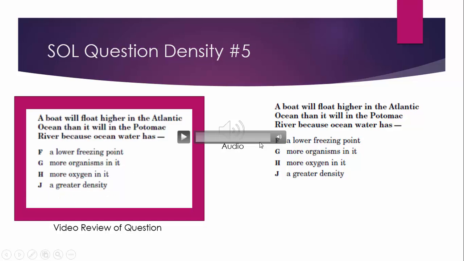In this question, you're being asked why a boat floats higher in the Atlantic Ocean than it will in the Potomac River. Okay? Keeping in mind the ocean water has more substances dissolved in it, such as salts and minerals, making it denser than the Potomac River, which is mainly fresh. Therefore, the boat will float higher because of the answer J, the ocean water has a greater density.